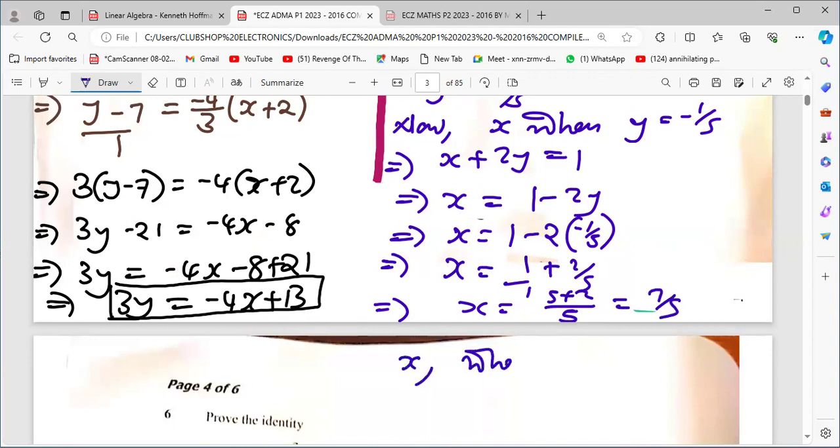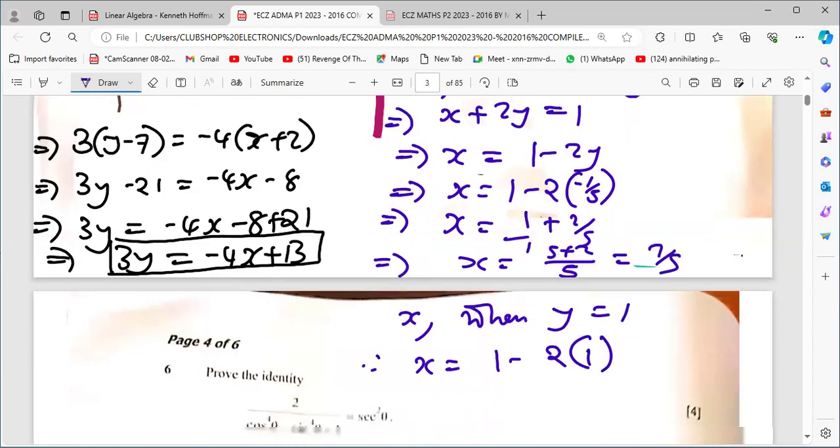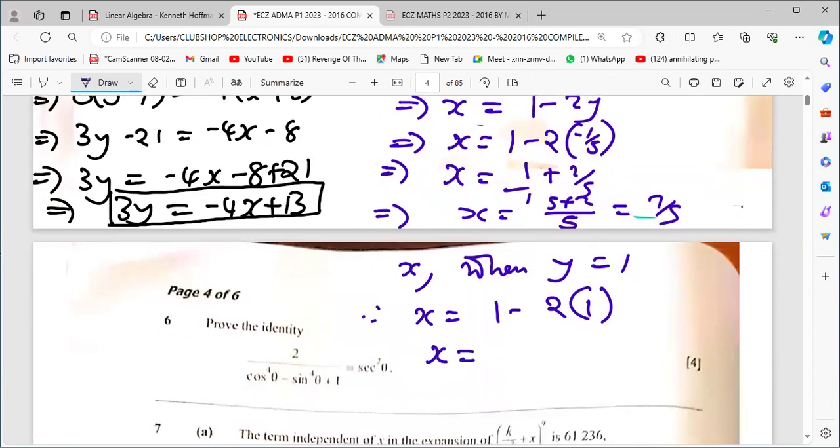Again, when y is equal to 1, x is equal to 1 minus 2, putting in 1. Therefore, x is equal to -1. And the solution is x equals 7/5, y equals -1/5, or x equals -1, y equals 1.